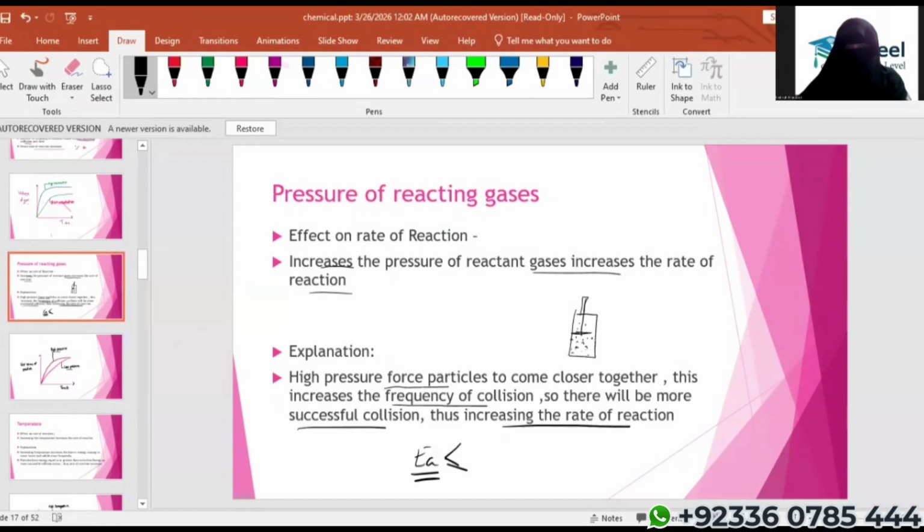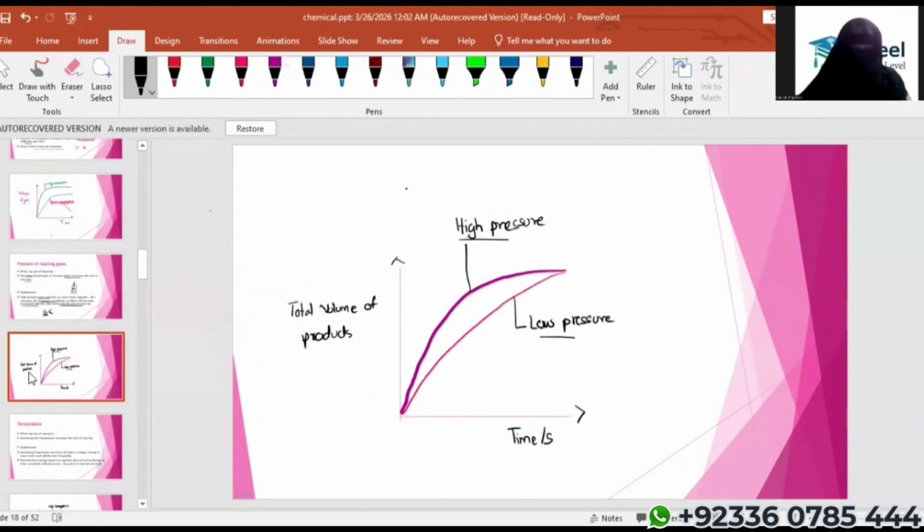If you were to plot the graph by collecting the volume of the gas against time, you're going to have a similar graph as the previous one with concentration. As you can see, high pressure has a steeper gradient and low pressure has a less steep gradient. With high pressure, the gradient levels off at a faster rate because all of the reactant particles are reacting together to give off the product.